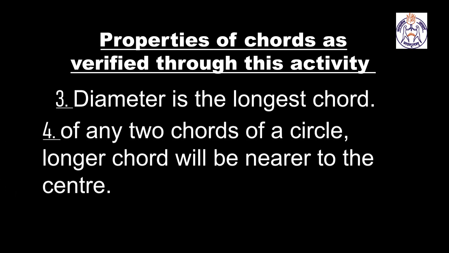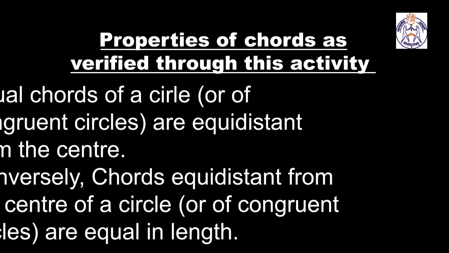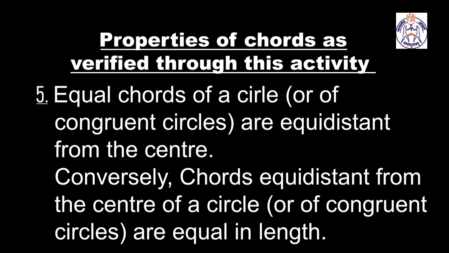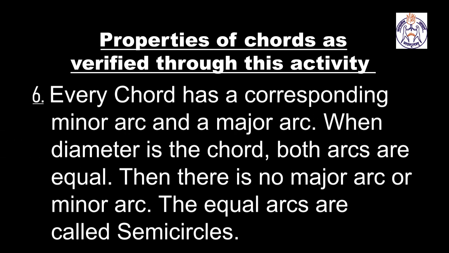4, of any 2 chords of a circle, the longer chord will be nearer to the center. Number 5, equal chords of a circle are equidistant from the center. And conversely, chords equidistant from the center of a circle are equal in length. Number 6, every chord has a corresponding minor arc and a major arc. When the diameter is the chord, both arcs are equal. Then there is no major arc or minor arc. The equal arcs are called semicircles.